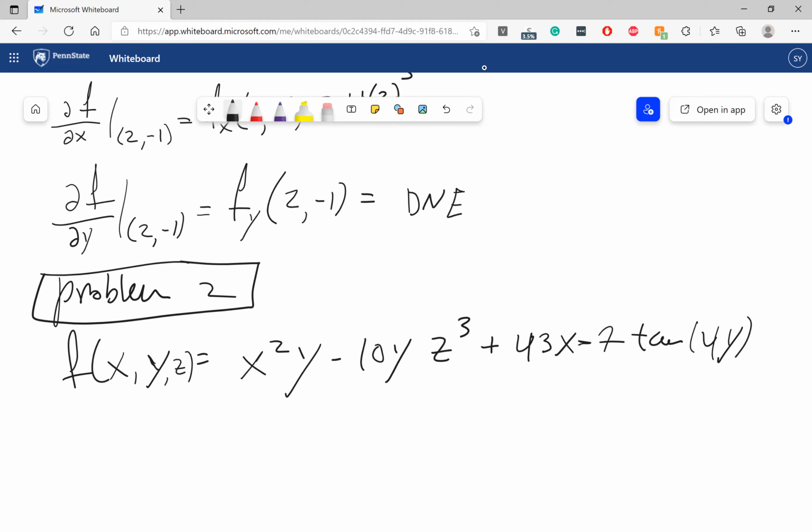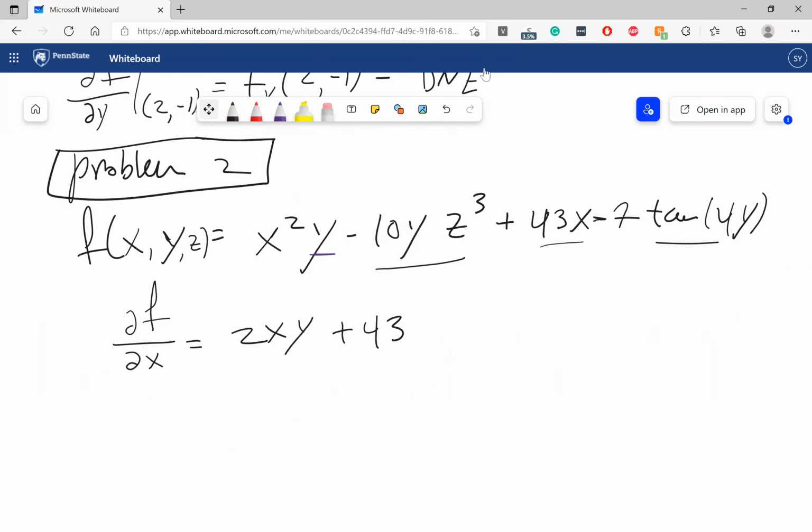Okay, so let's take the partial of f with respect first to x. So this is going to be, well, you're treating this y as a constant. So you get 2xy, right? If y was like 3, that's what you would get. And then this disappears, and then you get plus 43, and then that disappears. So that's what happens if you take the partial with respect to x.